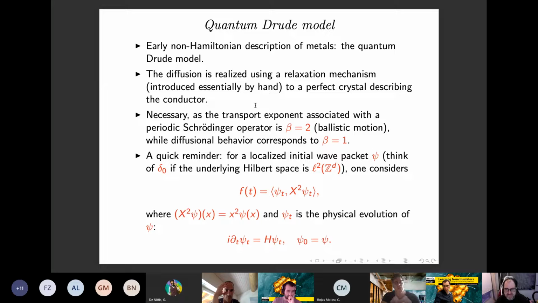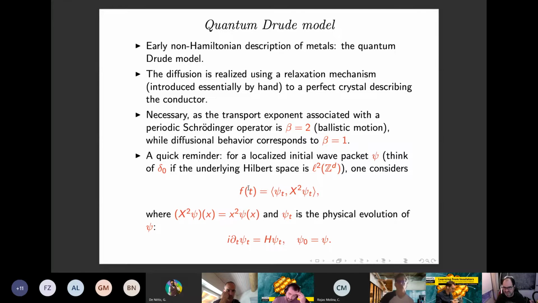And just a quick reminder, what I mean by these simple transport exponents is that you just consider time evolution of the initial wave packet, which I will assume is localized at the origin. It's not terribly important. And so you evolve it according to the Schrödinger equation, so that's physical evolution. And then you consider the expectation of the second moment of this operator. And by the way, for most of the talk, I will consider the space L2 of Z^d. So just a discrete lattice, so think about the tight binding approximation.